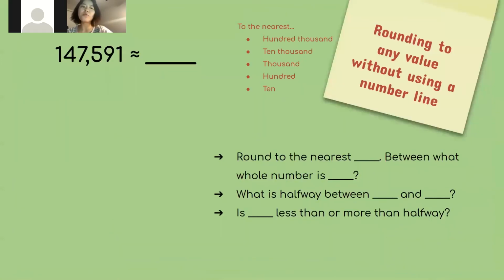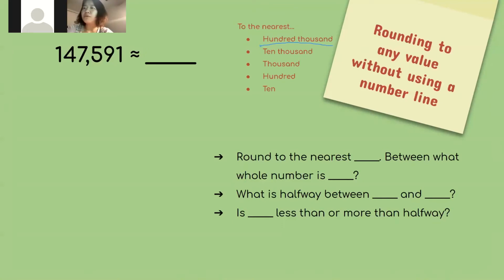Okay, and now we're going to do some practice problems for any value without using the number line. Same as we were always doing, but this time we have to round this number to the nearest 100,000, 10,000, 1,000, 100, and tens. So when we round to the nearest 100,000 first, between what whole numbers is 147,591?